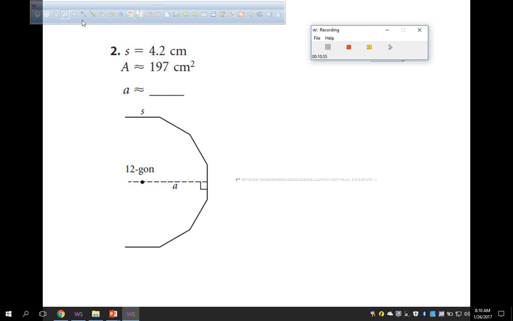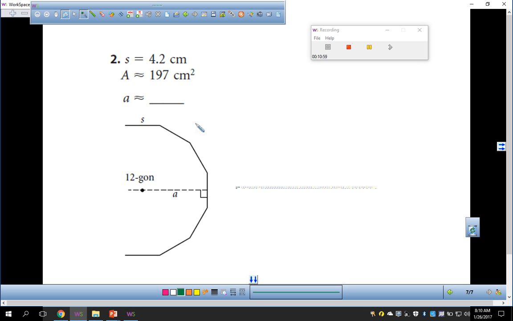It's kind of important that you set up an algebraic equation. Otherwise, a lot of times you're going to get the right answer by accident. So you know that A is equal to 1/2 A and S, or A and S divided by 2. Well, you know big A, which is 190.